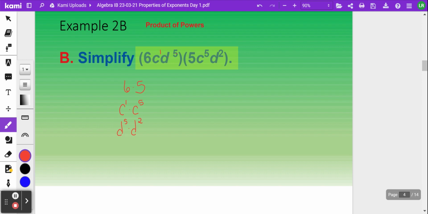Okay, bases that are numbers first. 6 times 5 is 30. Just multiply the base numbers together. Now, we use our rules with our base c's. C's are multiplied, add the exponents together. 1 plus 5 is 6. D's are multiplied, add your exponents together. 5 plus 2 is 7. And there's my answer.